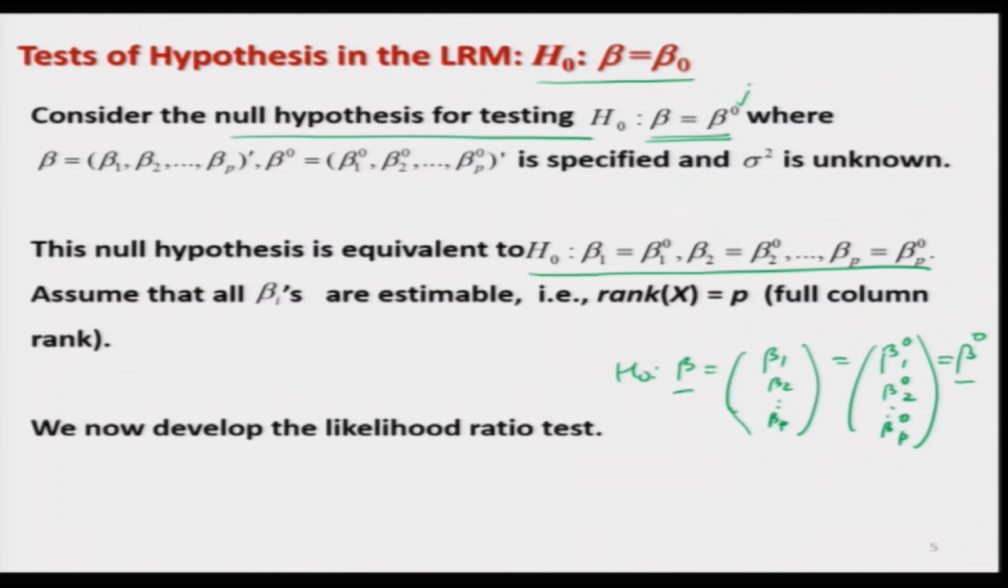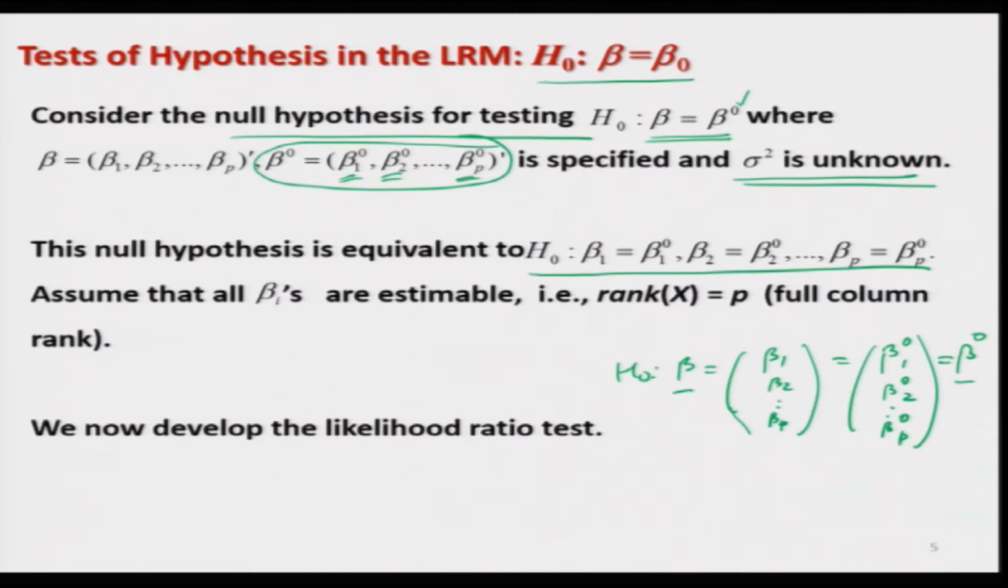Both beta and beta naught are p cross 1 vectors, and all the values inside the vector beta naught, beta 1 naught, beta 2 naught, up to beta p naught, are known, and sigma square is unknown. Now definitely we are going to develop a test of hypothesis for beta, and the betas are unknown, so we need to estimate them.